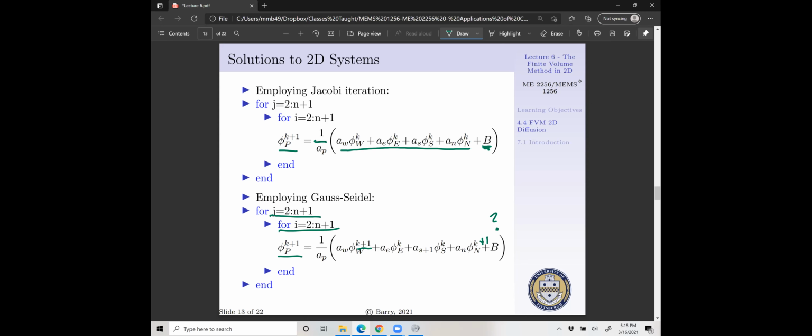So in summary of the finite volume method in 2D, it's no different than casting our diffusion equation in the finite volume method in 1D. Update our coefficients, go through the same solution process.